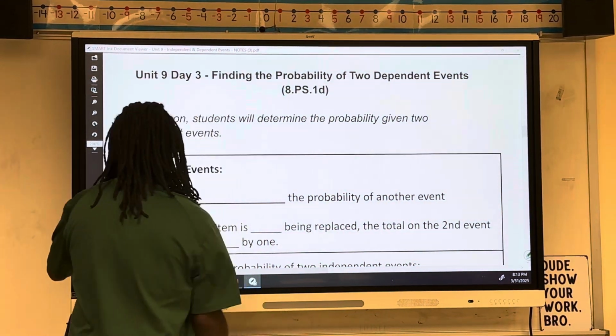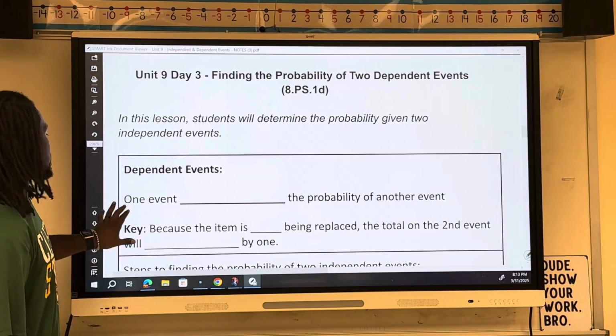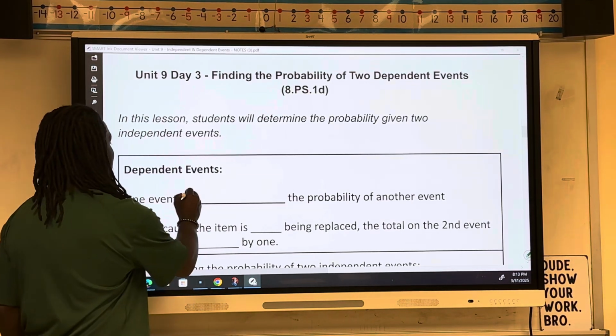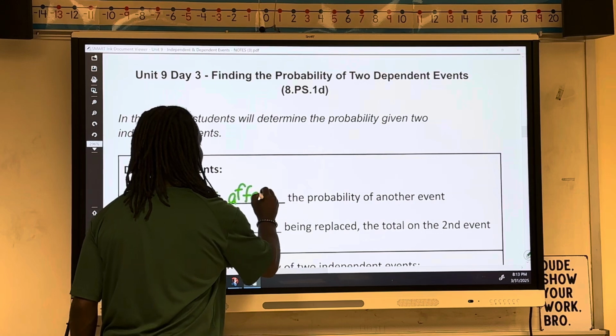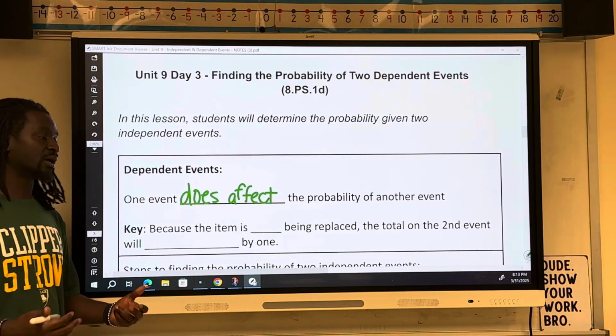In this lesson, we are finding the probability of two dependent events. Dependent events are when you have one event that does affect the probability of the second event.